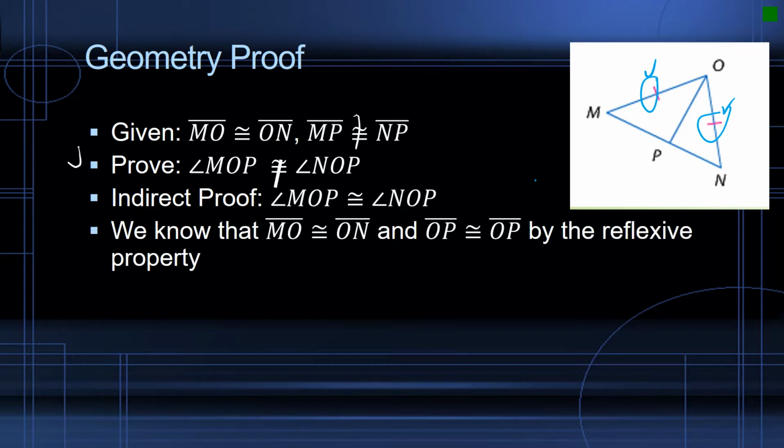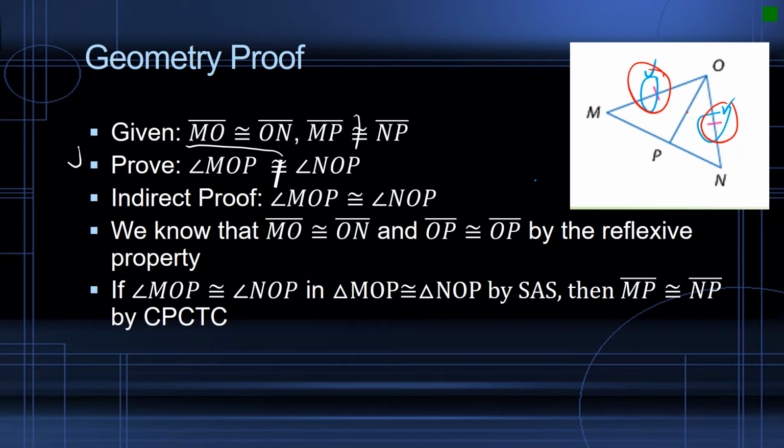All right, so let's see. We know that segment MO is congruent to segment ON. We're given that, and we see that there and there. And we weren't given this, but common sense tells us, and the reflexive property, that segment OP is congruent to segment OP because something is equal to itself. That's the reflexive property. So if angle MOP is congruent to angle NOP, then triangle MOP must be congruent to triangle NOP by side angle side.